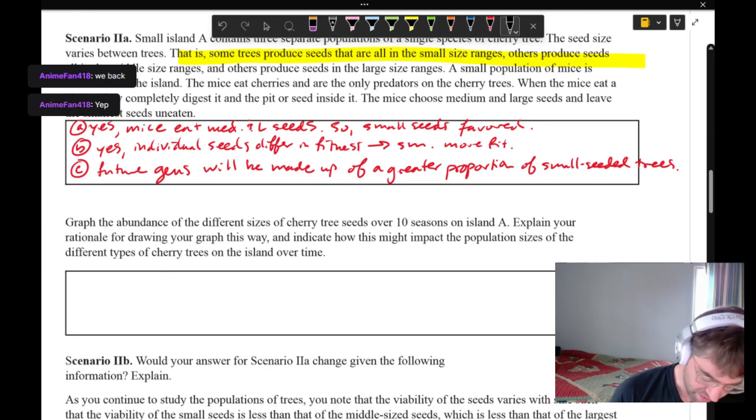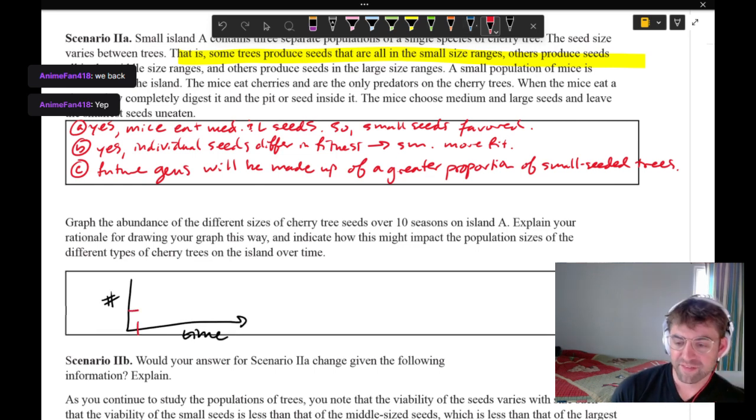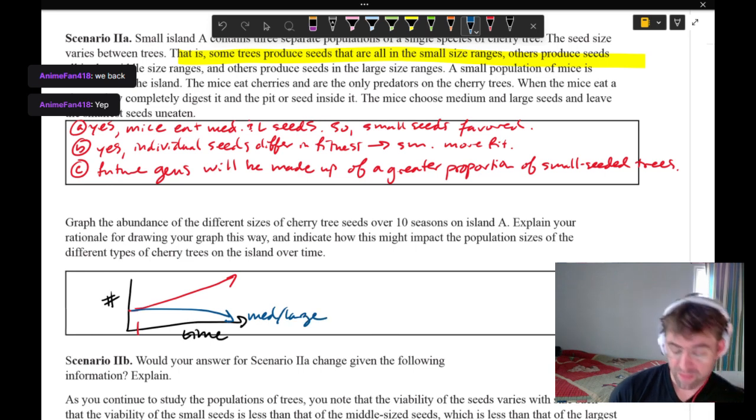Graph their abundance. This chart is going to look very much the same. Again, we have time on the x-axis and relative abundance on the y-axis. At the time that the mice are introduced, small seeds are going to start doing really, really well relative to medium and large, which are going to decline and may eventually die out.